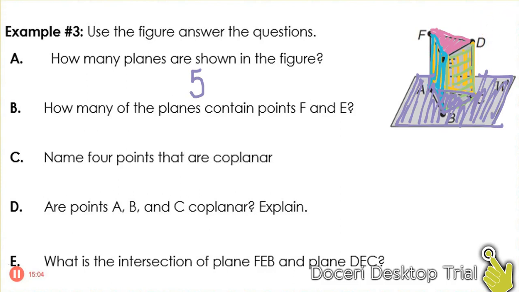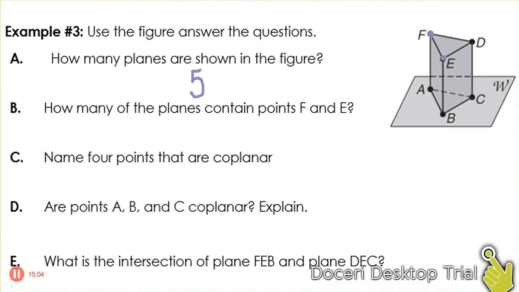How many of the planes contain points F and E? So how many contain F and E? So F and E are contained in this plane, the top plane, and they're both also contained in this plane. So they are only contained in 2 planes.